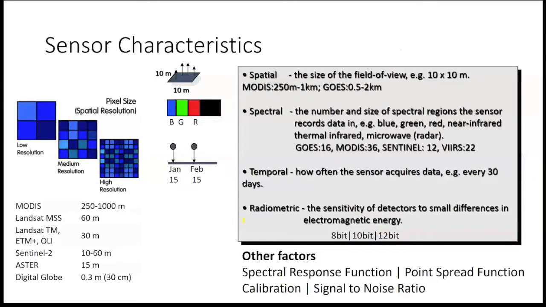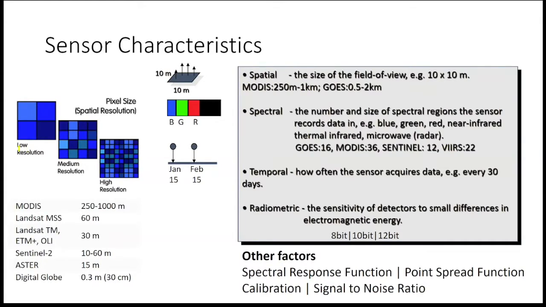So getting into sensor characteristics, for those of you listening who are experts in satellite remote sensing, I don't want you to shudder at the fact that I talk about the spatial resolution as a square or a rectangle or a pixel. It's much easier to talk about it this way. The characteristics that we need to be aware of: the spatial resolution, the size of the field of view. 10 by 10 meter is the size of a pixel. MODIS pixels range from 250 meters to 1 kilometer. That is the spatial resolution.